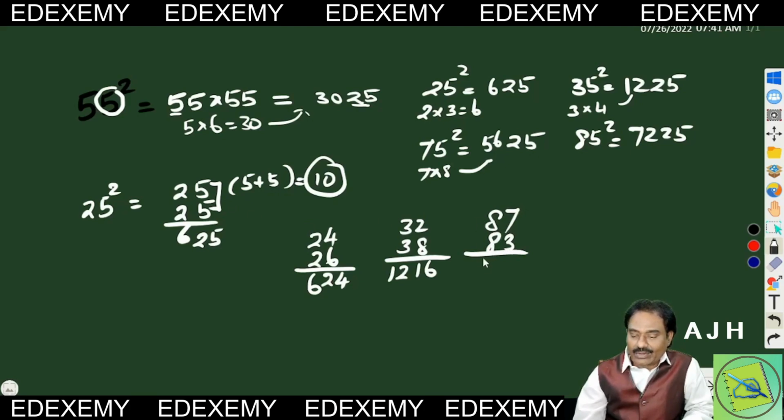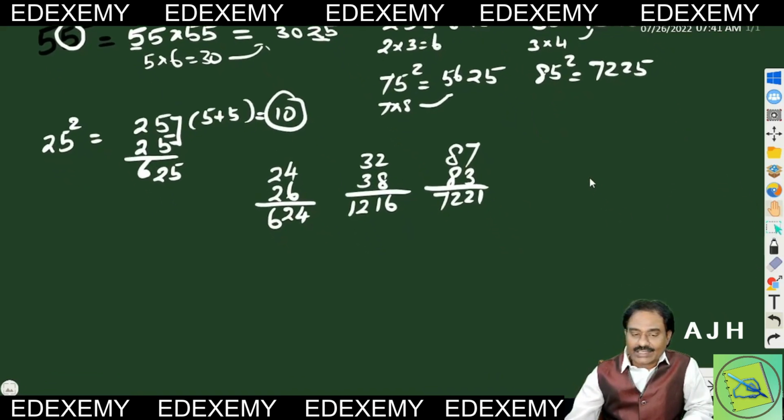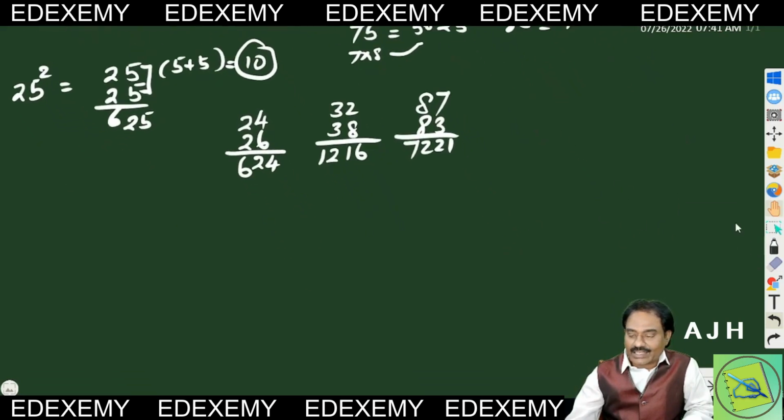8 into 9. The next number after 8 is 9. Therefore 8 into 9 is 72 and 7 into 3 is 21. Therefore the answer is 7221. Now we will extend this further. We will extend this pattern to another level.